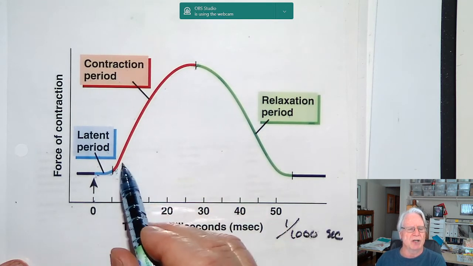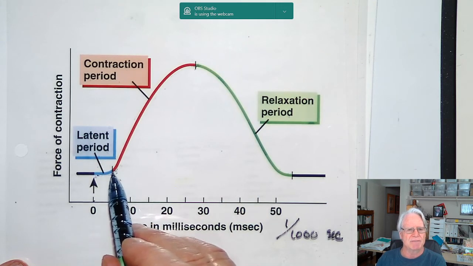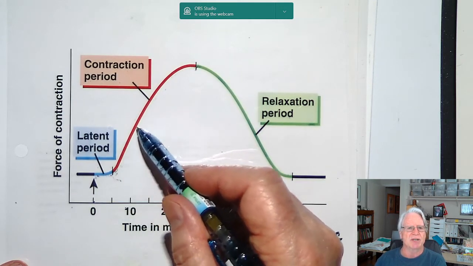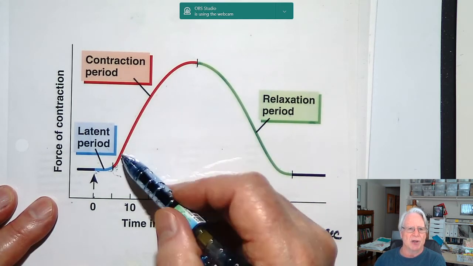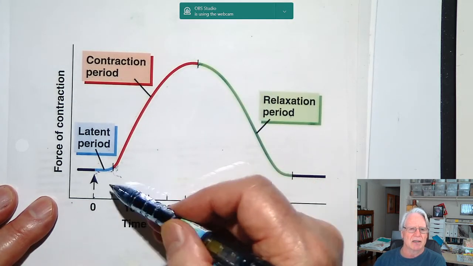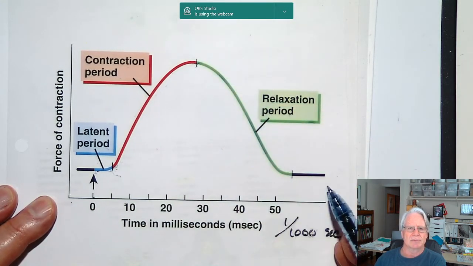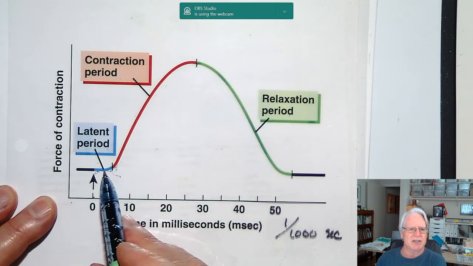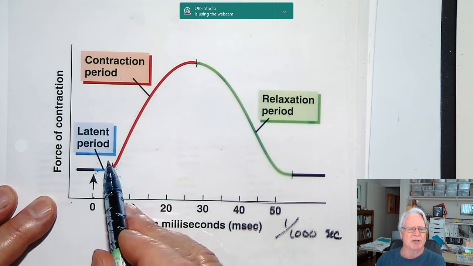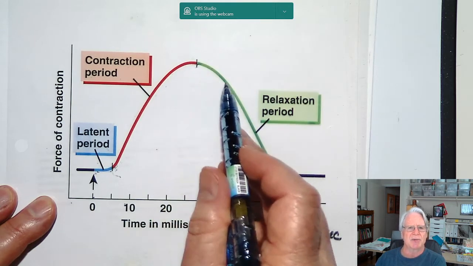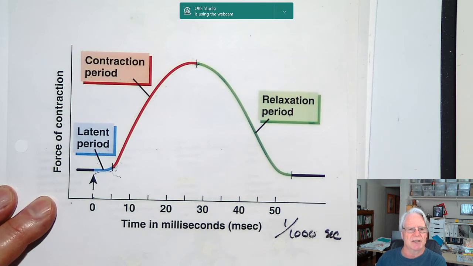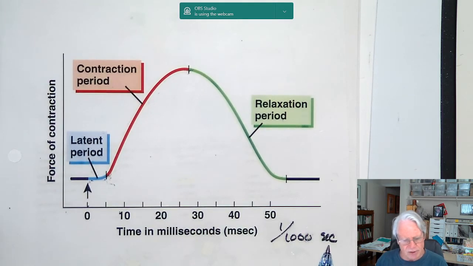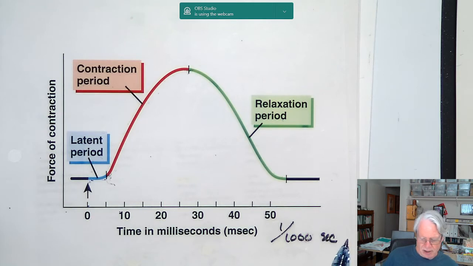So a couple things. First of all, nothing happens initially. And then we get a gradual climb in strength, and then a gradual relaxation. So we don't get a spike. We get a hill. Initially, nothing happens, so that's called the latent period. Then we have the contraction period, and then the relaxation period, and then we're back to state zero. Okay? So how do we explain this? What's going on? Let's talk about that.